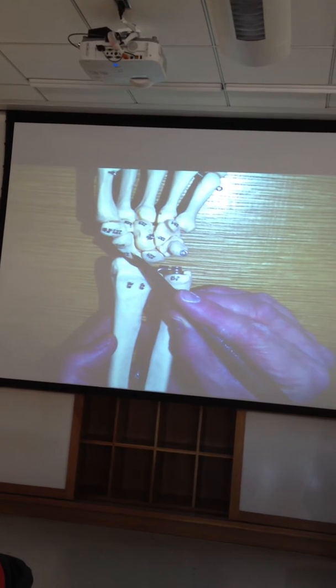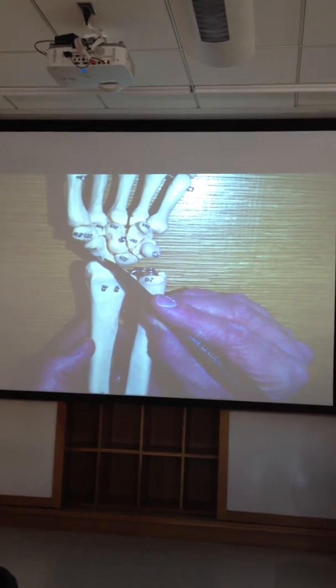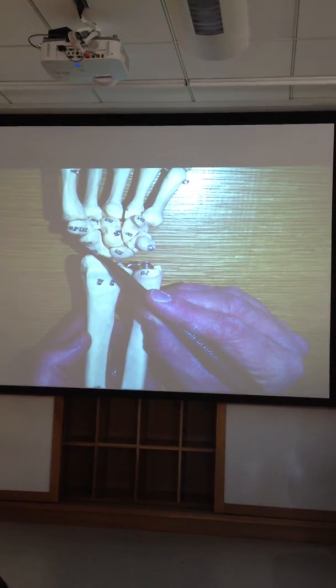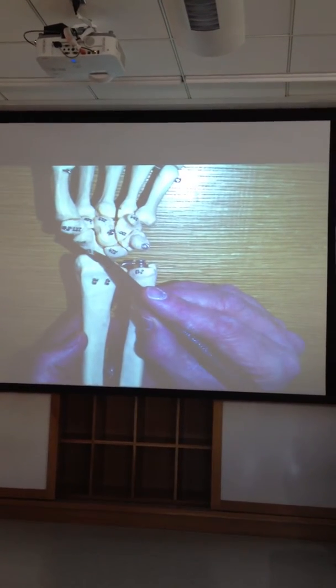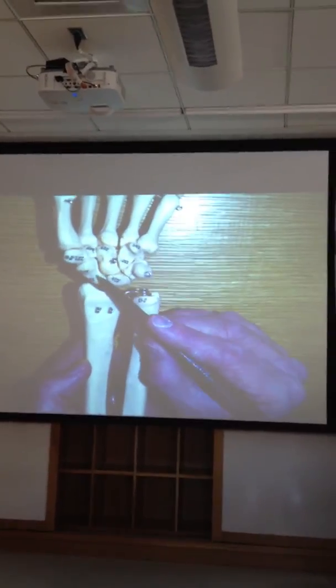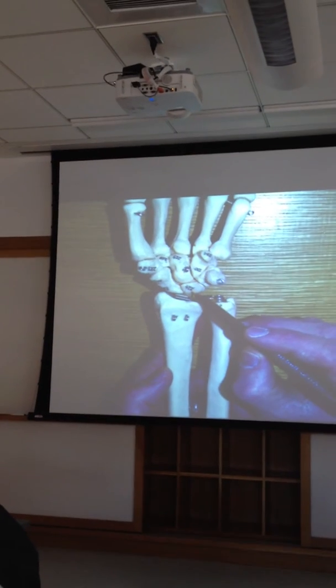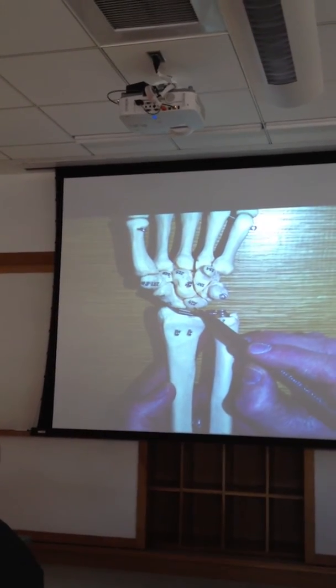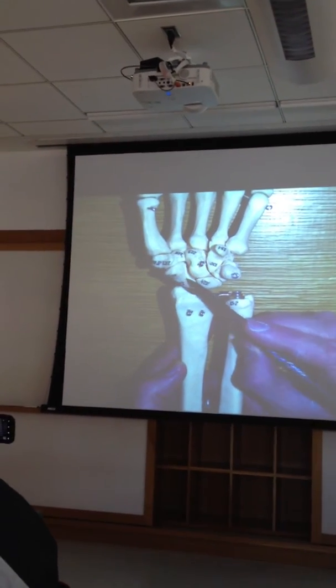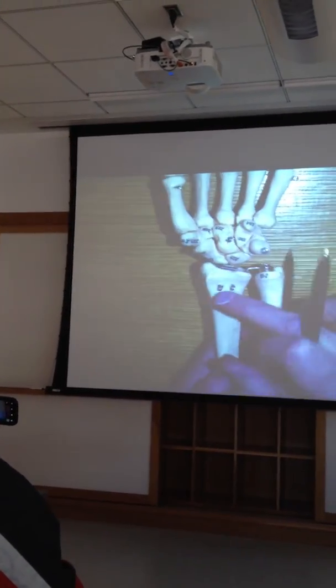Any guess what carpal bone this is? It starts with an S. No, not sphenoid. Scaphoid. Where's the sphenoid? That's one of your cranial bones. So this is the scaphoid. And then what's this one? That's the L one, the lunate. So it's the scaphoid and the lunate that form the joint with the radius.